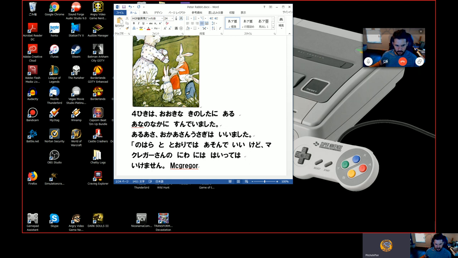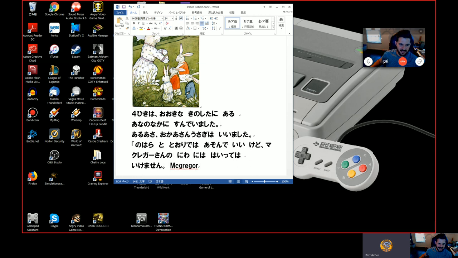Okay. So four little animals, okina means big. Okay. Kinoshitani. Ki means tree, no, sorry. Ki means tree, and shitani means under. When you said it, I thought you said three. Okay, tree. Kinoshitani, under the tree.